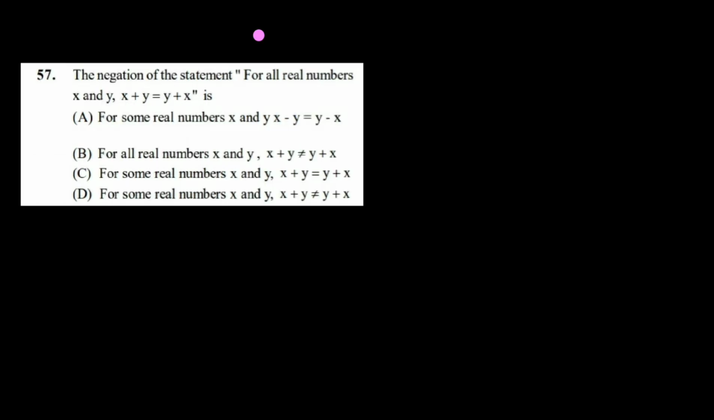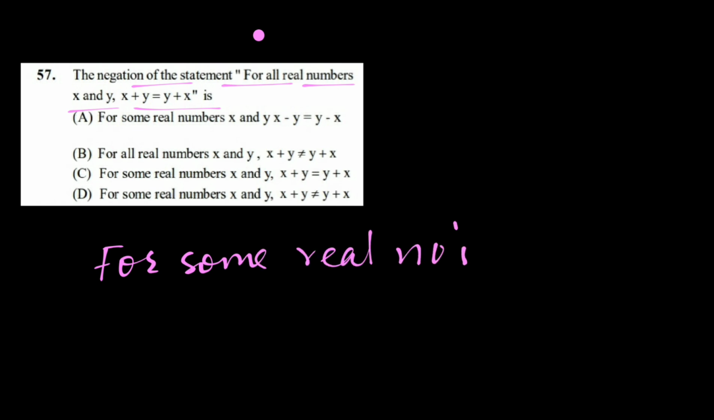Next, problem number 57. The negation of the statement: for all real numbers x and y, x plus y is equal to y plus x. Negation is nothing but reverse, we have to write. True becomes false. Here, "for all real numbers" we have to make "for some real numbers x and y", and x plus y is equal to y plus x we have to write as x plus y is not equal to y plus x. So correct option is D.